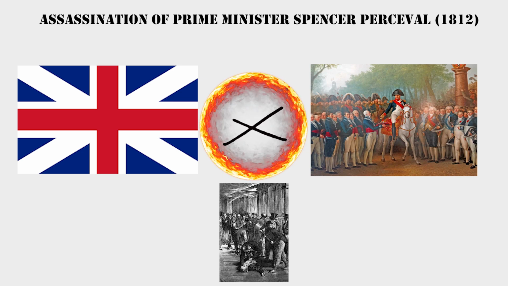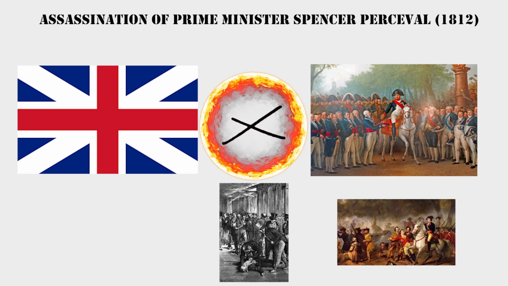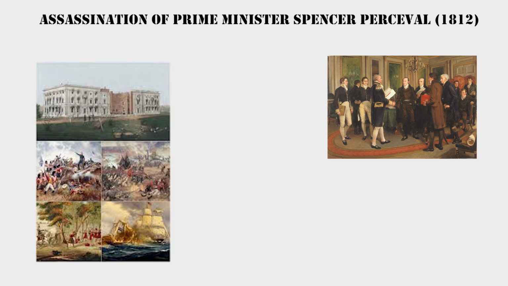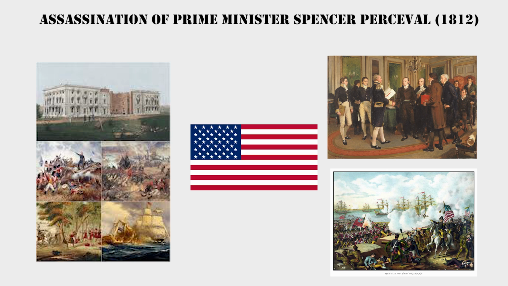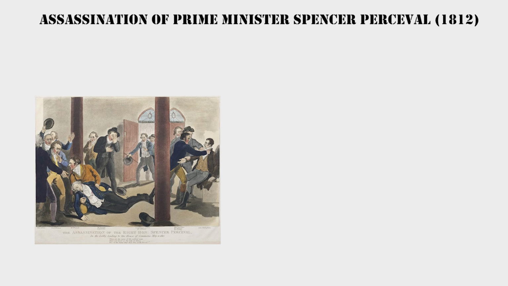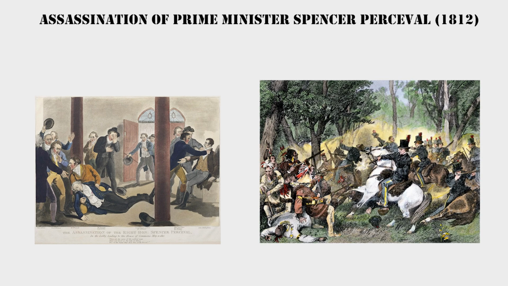Britain was already fighting Napoleonic France, and Perceval's death triggered political instability during a crucial phase of the war. Leadership changes slowed decision-making, hampering military coordination. Complicating matters, Britain was also drifting toward the War of 1812 with the United States. The assassination, though personal in motive, had international consequences by disrupting Britain's war strategy.